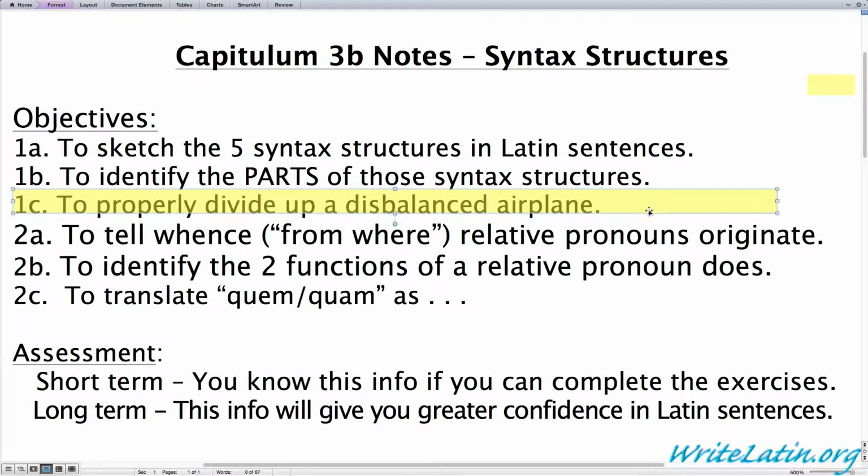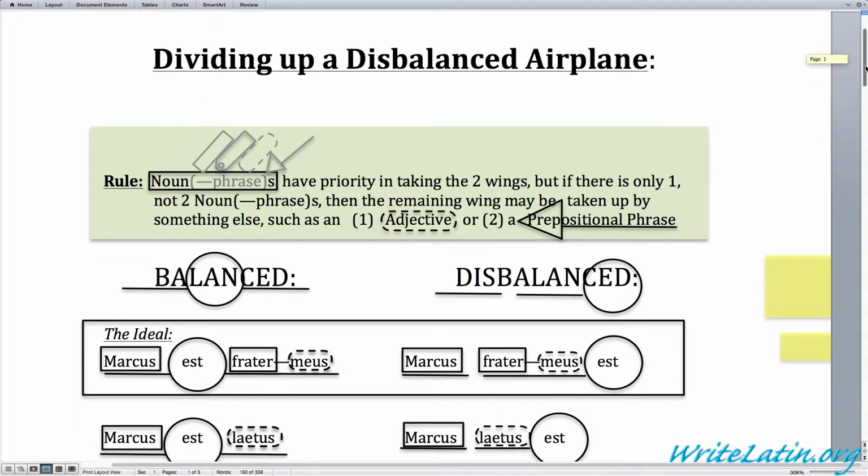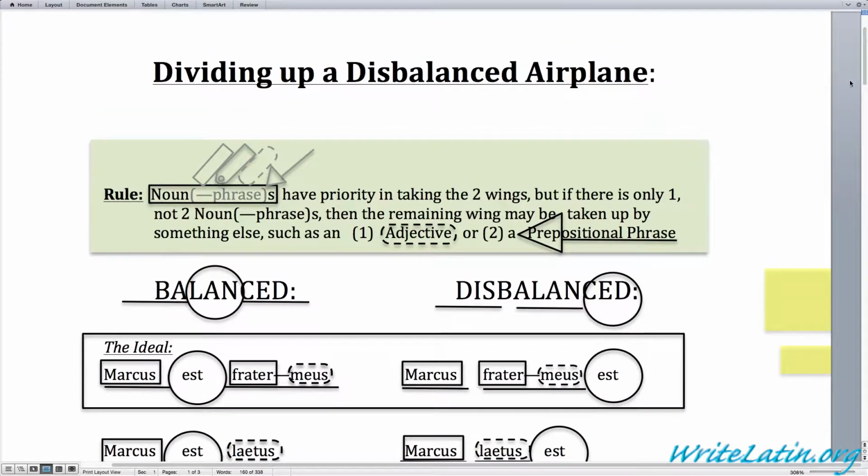To properly divide up a disbalanced airplane, objective 1C. All right, well, you learned just now what an airplane is. Hopefully you remember it's a sentence starting from the verb to be, or some form of to be. Is, are, were, have been, will be. Okay, so here we're going to have two things.